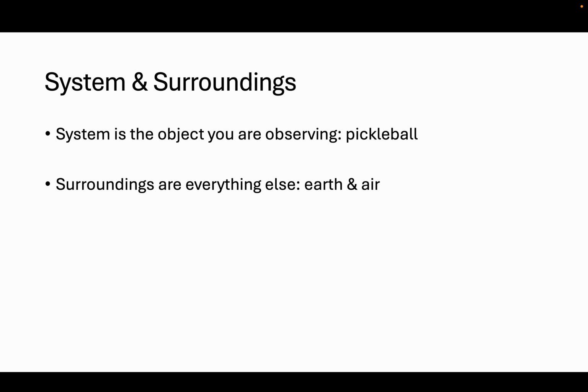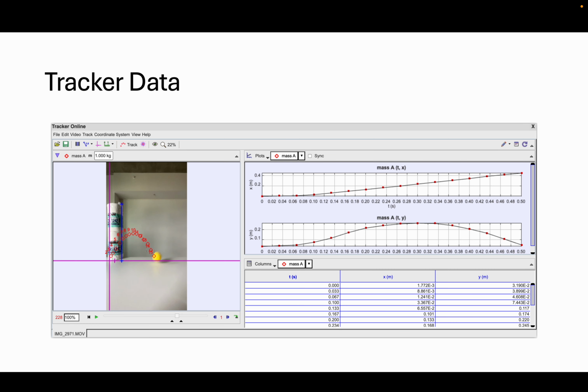Our system was a pickleball and the surroundings included Earth and air. We tracked its motion using a reference object for scale and captured position data frame by frame using Tracker. Here you can see the data I collected using Tracker. This includes the position of the ball in both the x and y directions over time from t equals 0 to t equals 0.5 seconds. This data served as my reference to evaluate the accuracy of the computational models.